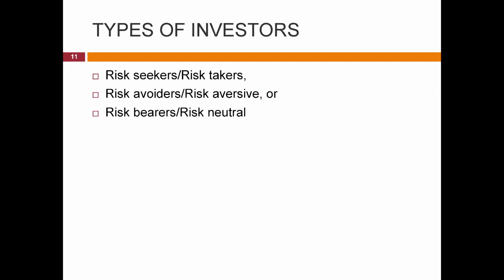Risk neutral or risk bearer persons are, you can say, the moderate kind of person. So they moderate their risk pattern. Risk aversive people are those who actually avoid the risk. So their portfolio consists of 100% debt funds, while for the risk neutral person, their portfolio consists of 50% equity and debt.